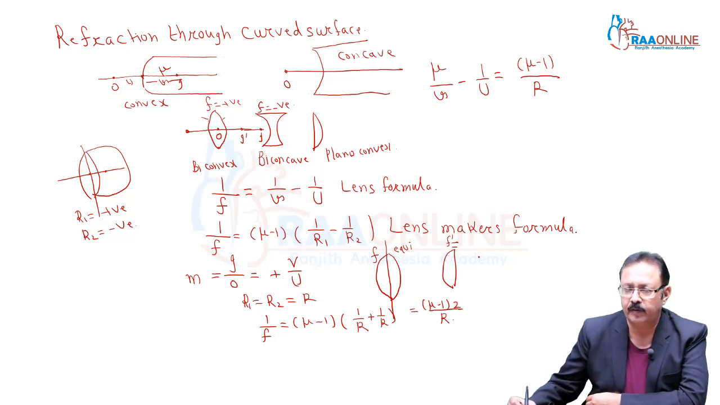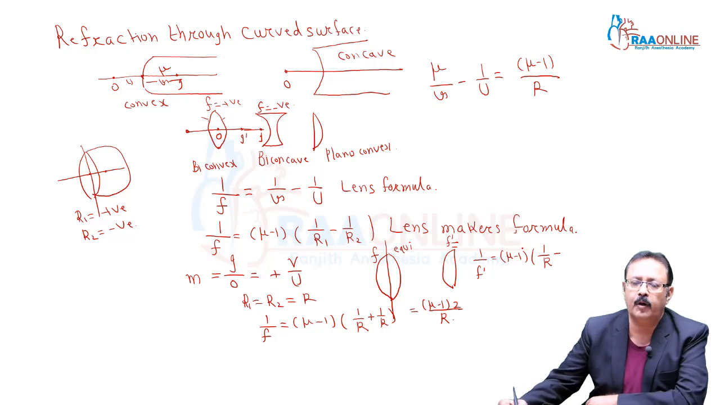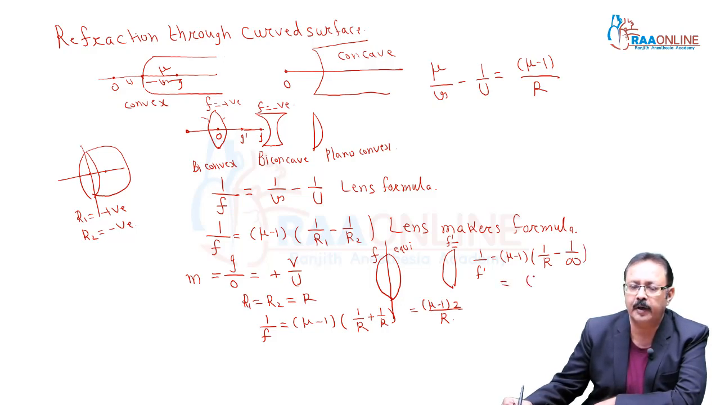Now for this lens, what should be f? Material is same, mu minus 1. 1 upon r1, again same. 1 upon r2, second surface is plane and radius of curvature of plane surface is infinite. So what am I getting? I am getting mu minus 1 by r. Multiplying and dividing by 2, I am getting this, and it is 1 upon f. So what I am getting? 1 upon f dash is equal to 1 upon f into 2, 1 upon 2f.